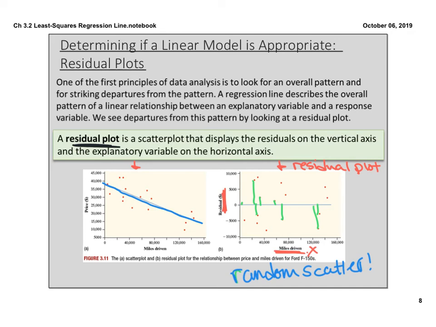So one of the first principles of data analysis is to look at the overall pattern and the striking departures of the pattern. A regression line describes the overall pattern, but we see departures in this pattern by looking at the residual plot. So the residual plot is a scatter plot that displays the residuals on the vertical axis with the explanatory variable still on the horizontal axis.